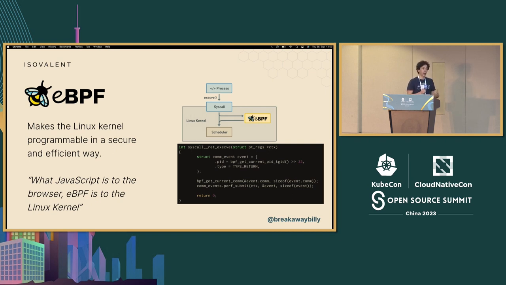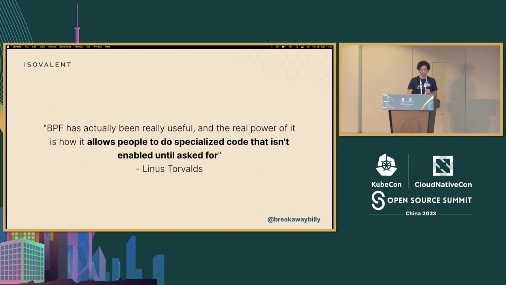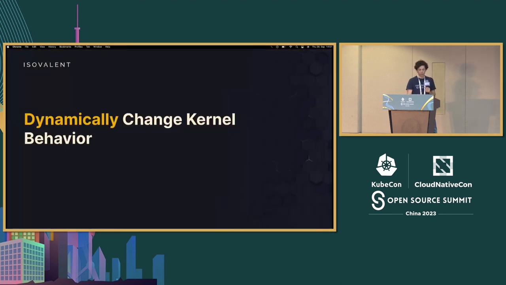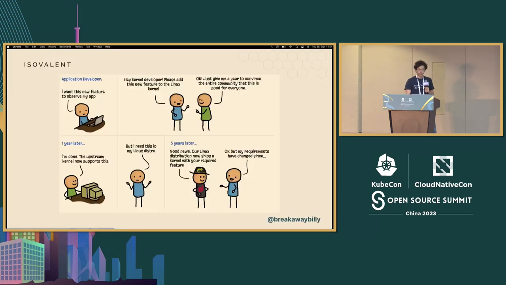It's making it interactive. It's making it programmable so we can use it in new and interesting ways that we couldn't before. This quote from Linus, who obviously started Linux, says BPF has actually been really useful, and the real power of it is that it allows people to do specialized code that isn't enabled until it's asked for. It's this programmability aspect, and what it allows you to do is dynamically, at runtime, change the kernel behavior.